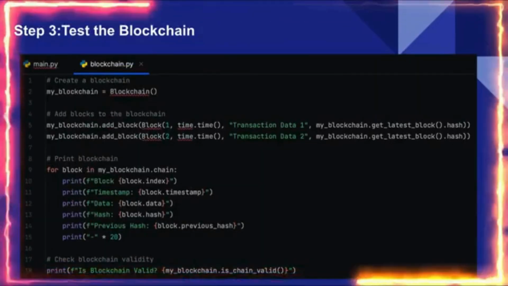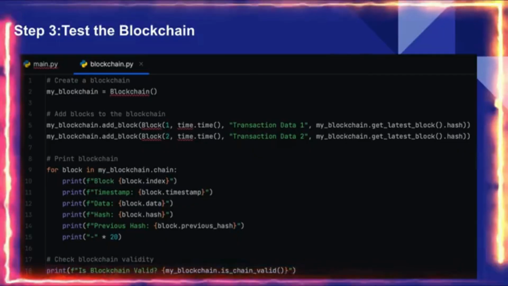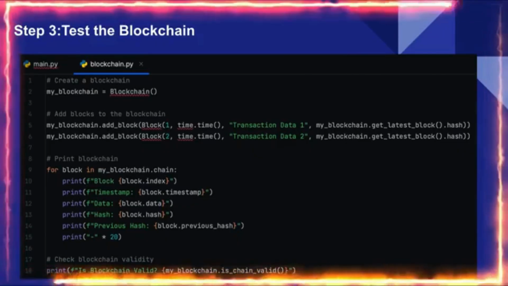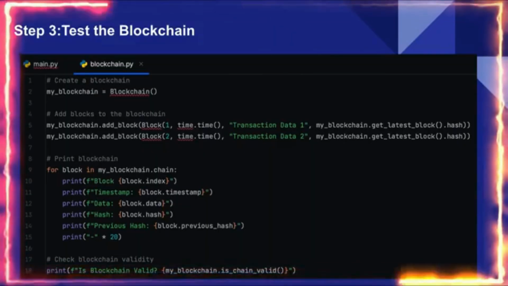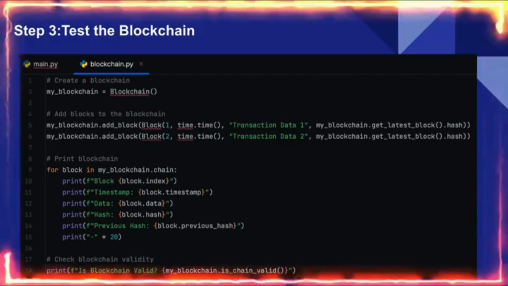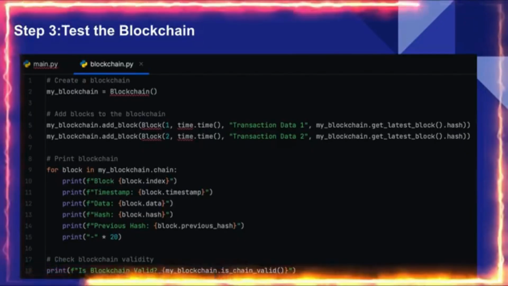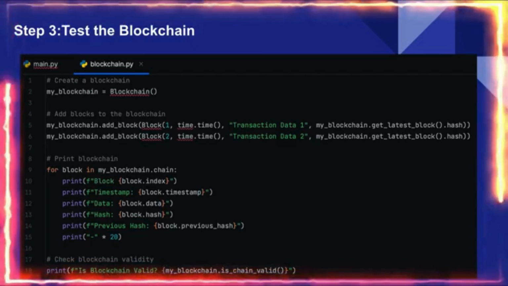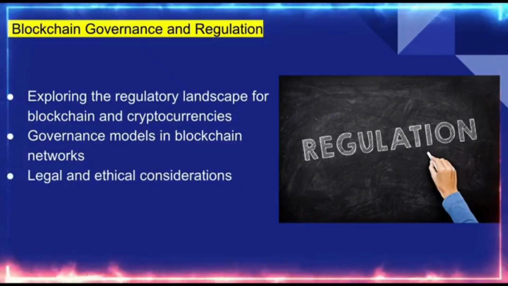Step 3, test the blockchain. Let's create a simple blockchain and test its functionality. This tutorial provided a basic introduction to blockchain concepts and a simple implementation in Python. Real-world blockchains are much more complex, involving advanced cryptography, consensus mechanisms, and network considerations, but let us know in the comments if you are interested in learning more.